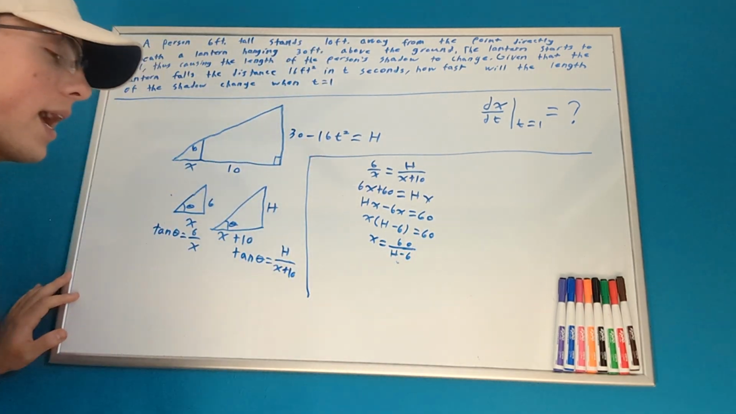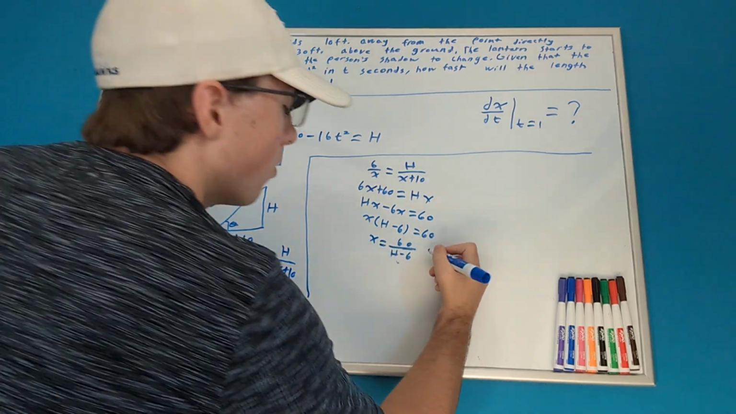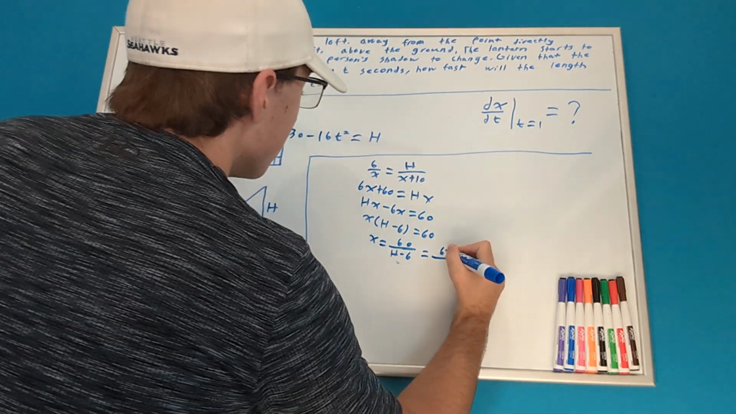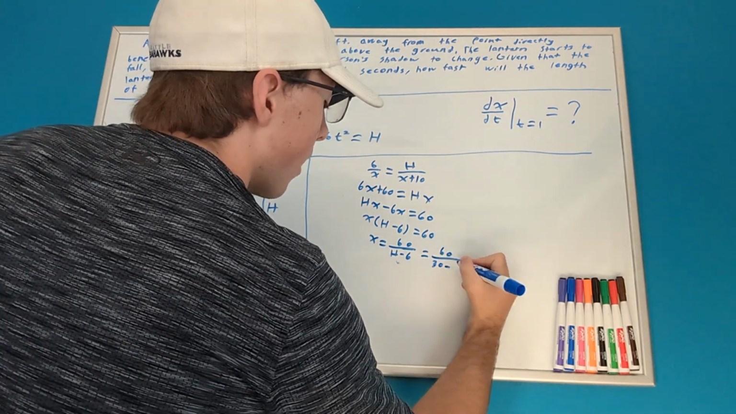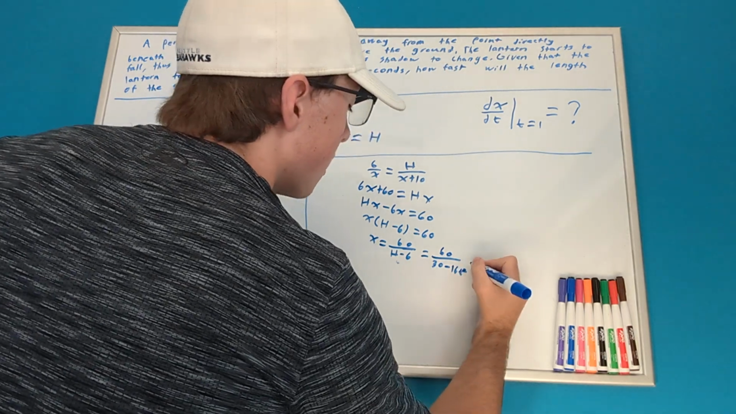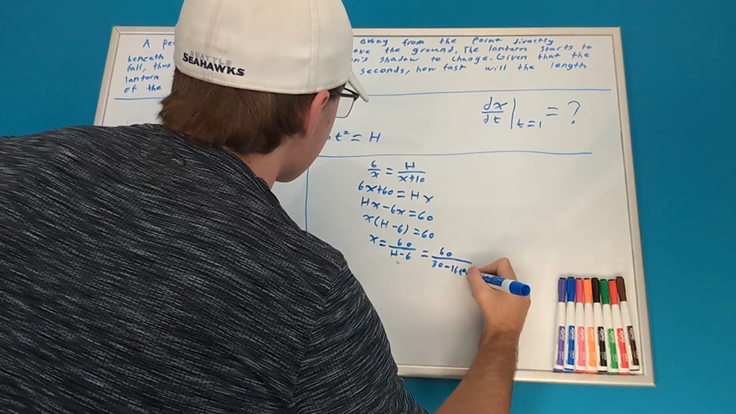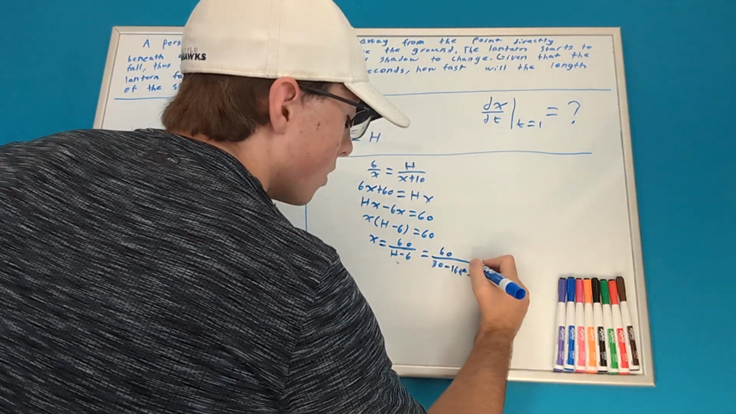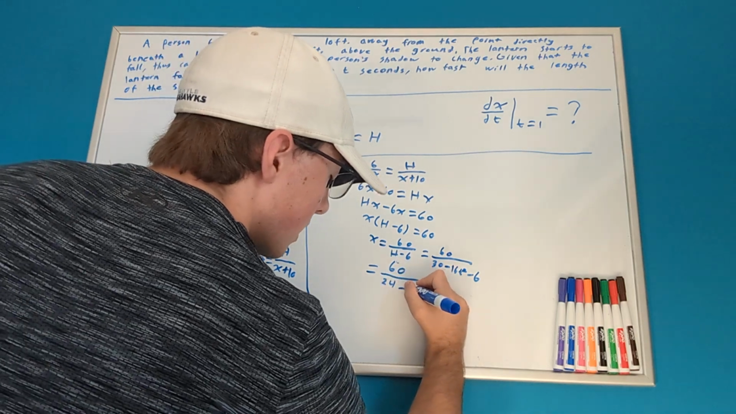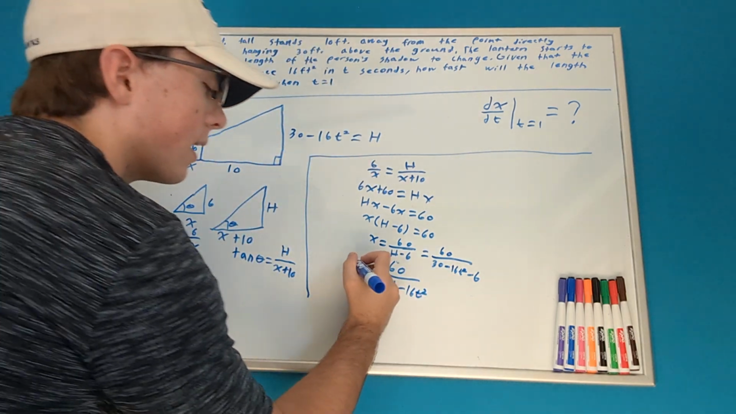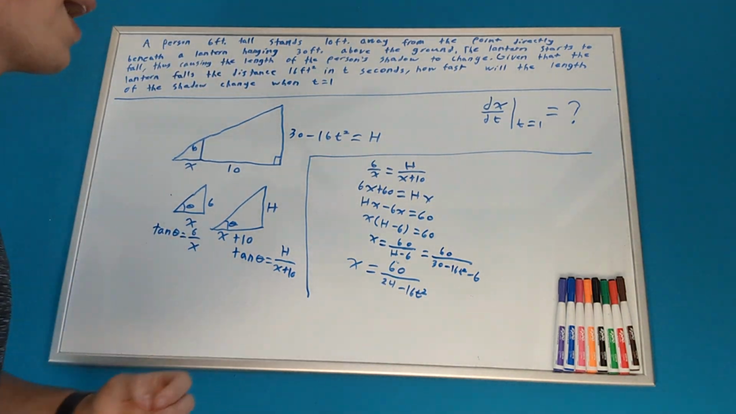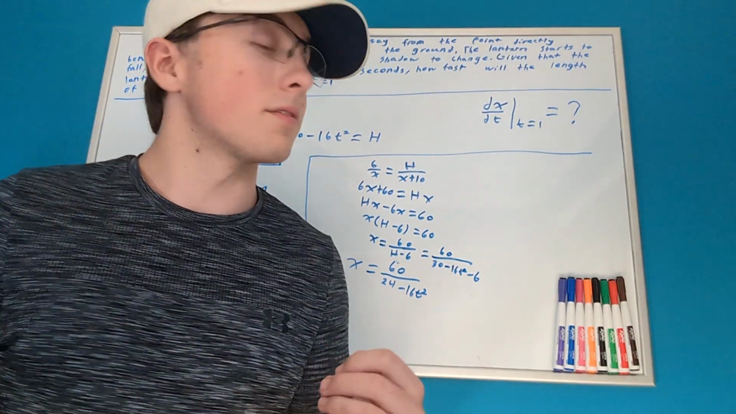Then from there, we already know h equals 30 minus 16t squared. So x equals 60 over 30 minus 16t squared minus 6, which equals 60 over 24 minus 16t squared. And that's x equals that. So now all we have to do is differentiate this, and then plug in t equals 1.